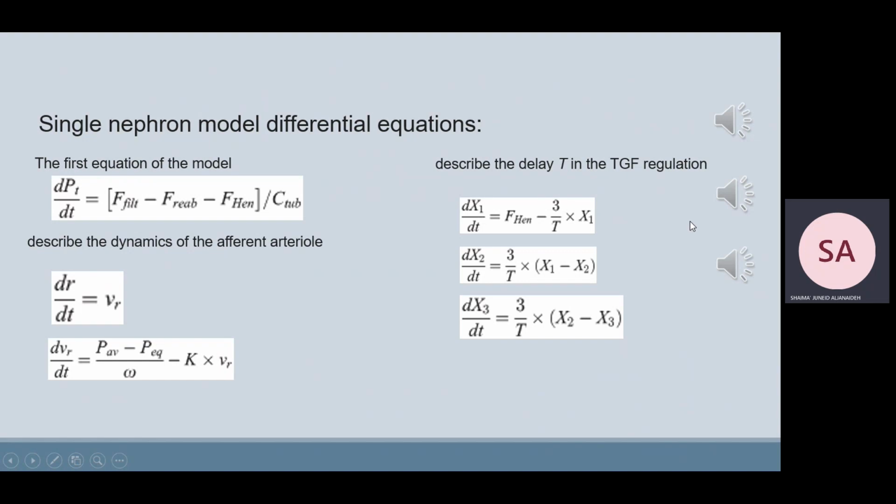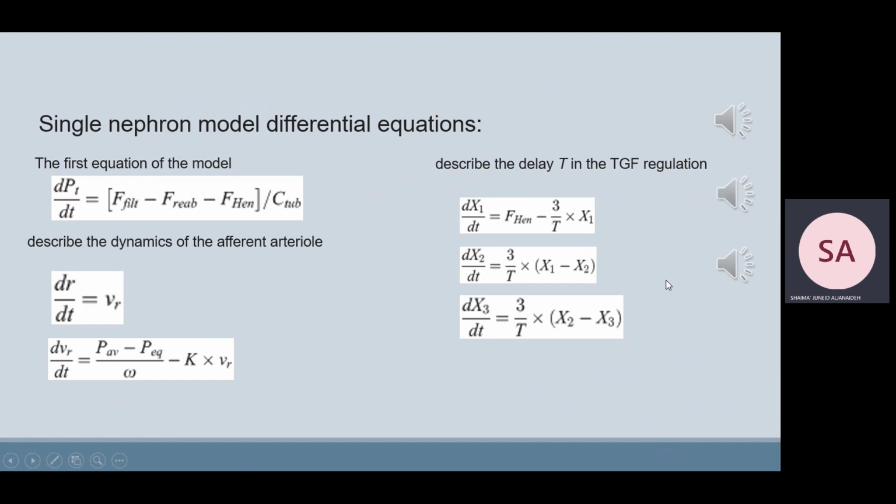We have a set of single nephron differential equations shown here. The first equation of the model has some variables, such as the single nephron glomerular filtration rate. The proximal tube pressure is assumed to be constant, and the flow into the loop of Henle is determined by the difference PT minus PD. C tube represents the elastic compliance of the tube, and R is the flow resistance.